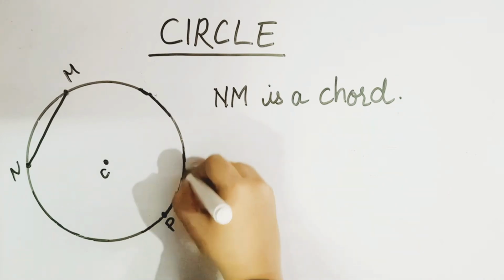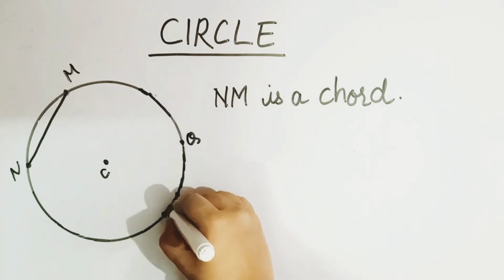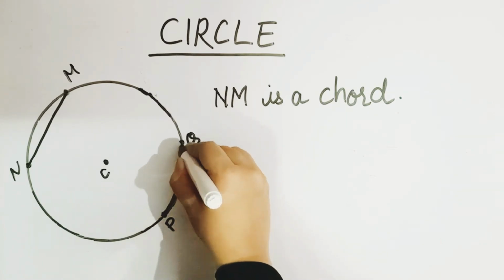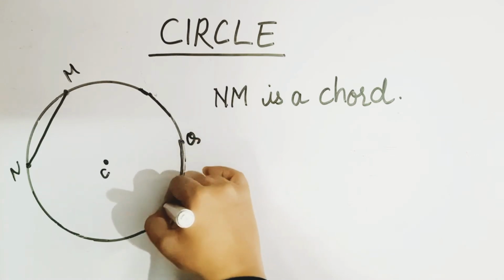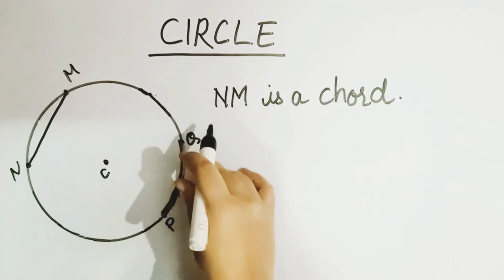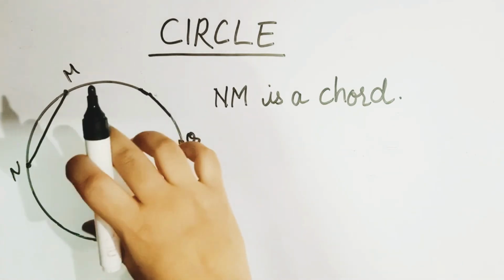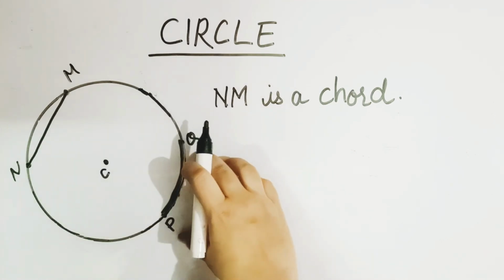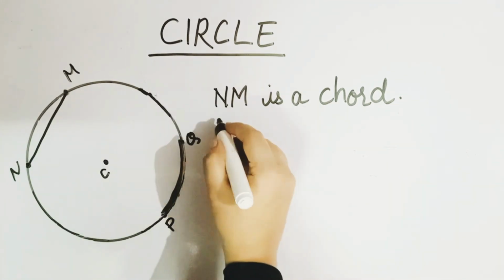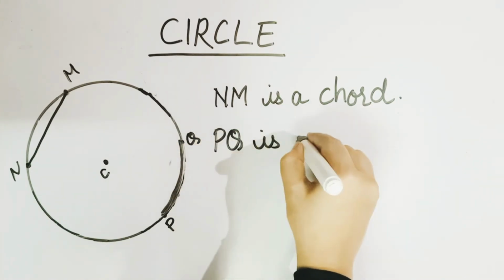Now let's again put 2 points on the circle. For example, point P and point Q. These are the 2 points on the circle. Now this portion of the circle between 2 points, what is it called? It is called an arc. This portion of the circle, the part between any 2 points on the circle, is called an arc. So PQ is an arc.